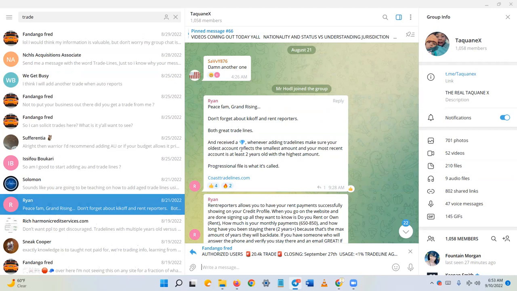Trade lines, and make sure your oldest account reflects the smallest amounts, and your most recent account is at least 2 years old with the highest amount. Profile file is what it's called. So I don't know if this is his site or whatever, but that led me to Coastal Trade Lines.